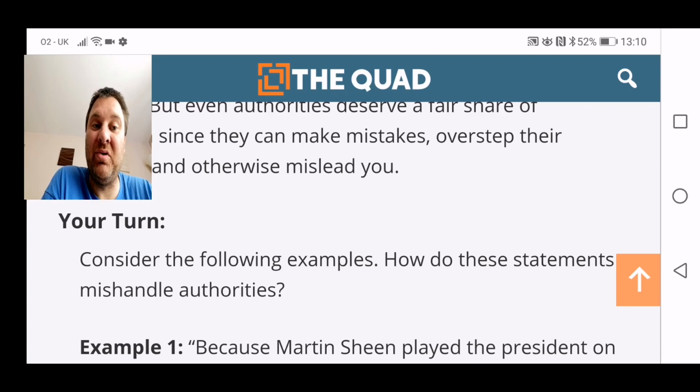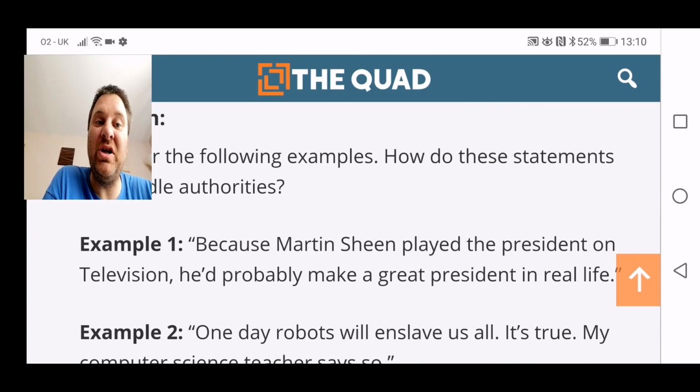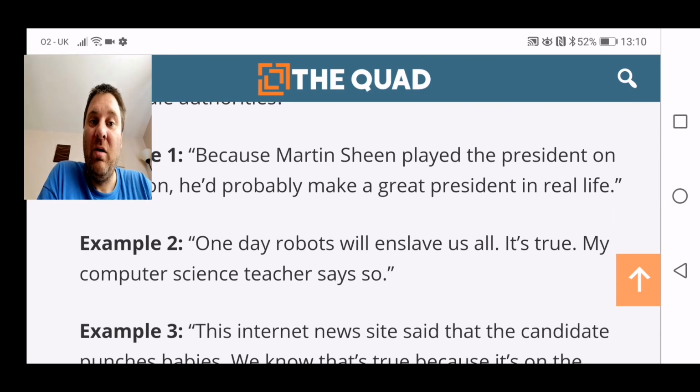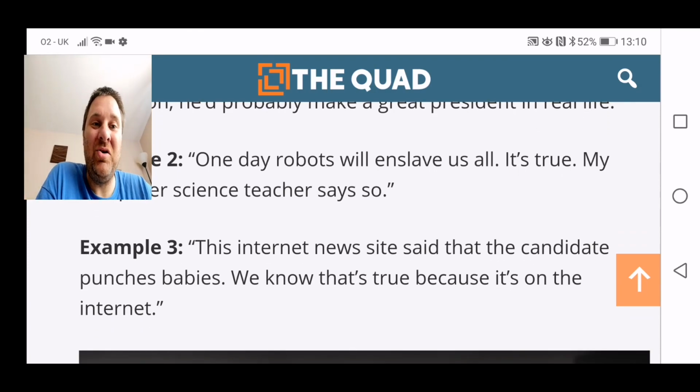Consider the following examples. How do these statements mishandle authorities? Because Martin Sheen played the president on television, he'd probably make a good president in real life. Well, that's one, isn't it? Because he can play it on television, it means they're going to make one in real life. One day robots will enslave us all. It's true. My computer science teacher says so. This internet news site said that the candidate punches babies. We know that's true because it's on the internet.